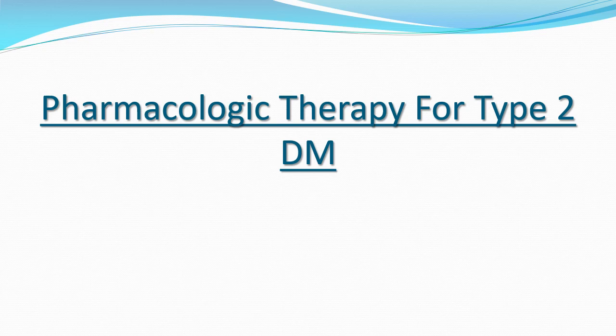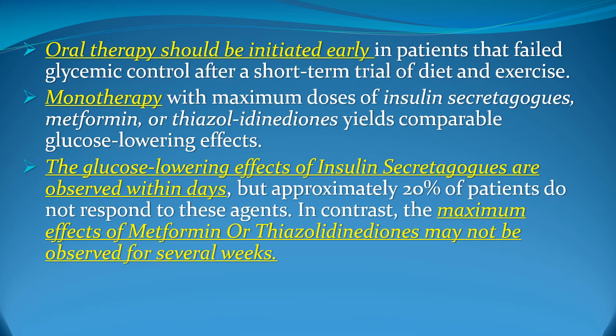Now, we will discuss the pharmacologic therapy for type 2 diabetes. Now, the general principle regarding the pharmacologic therapy: we need to initiate oral medications, and usually the oral medications are given to the patient with just one class of medication. We call this monotherapy. Monotherapy means you are selecting one class of medications and you give it to the patient, and you start to increase the dose until you reach the maximum dose in order to control the blood glucose level.